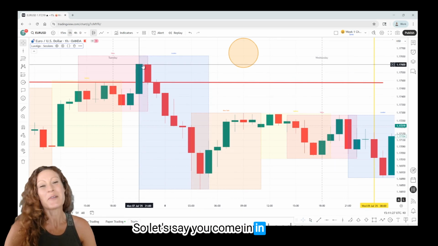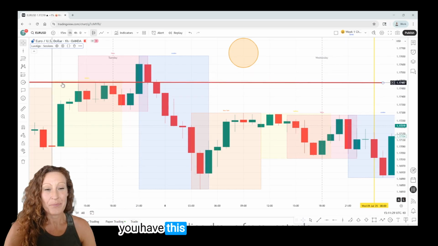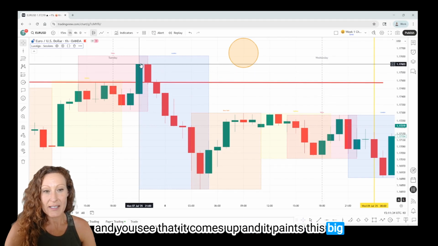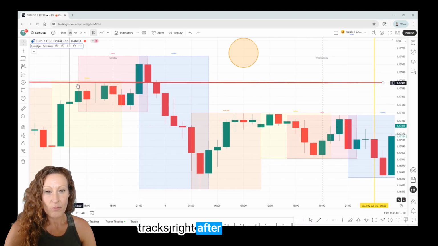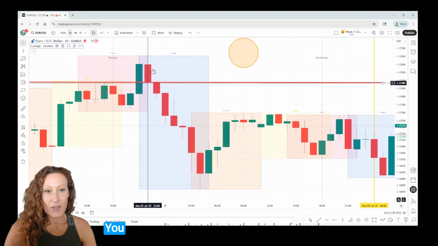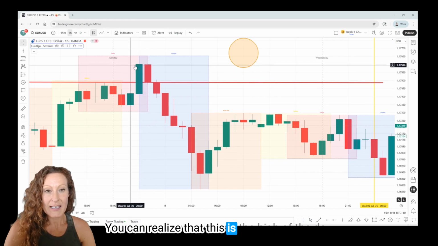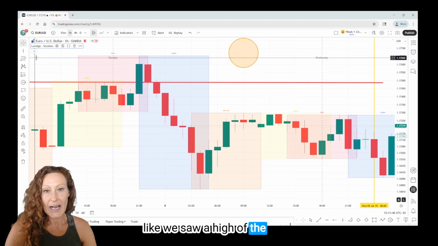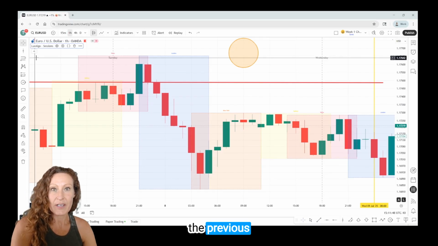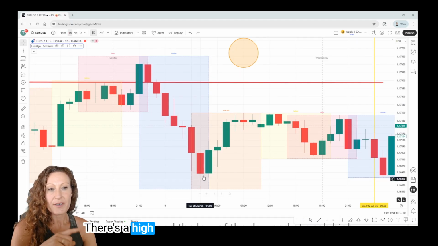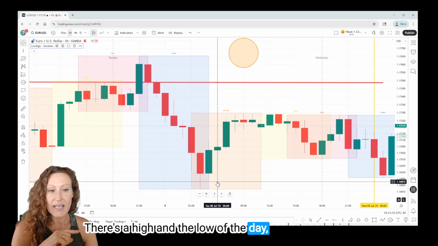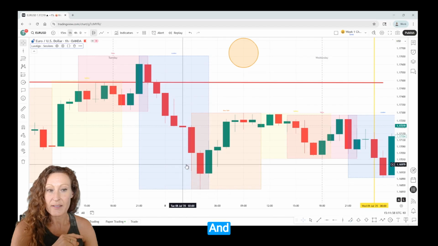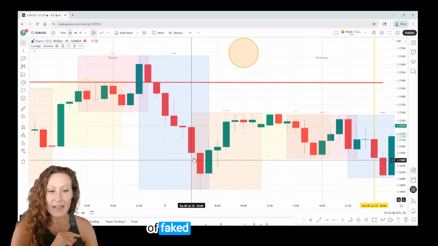So let's say you come in London and you have this line drawn from yesterday and you see that it comes up and it paints this big railroad tracks right after it hits this high. You can realize that this is the high of the day. Just like we saw a high of the week in the previous example, there's a high and the low of the day. And at each high and the low of the day, you're going to find these big pins. And just like last time, they kind of faked out a low right here.